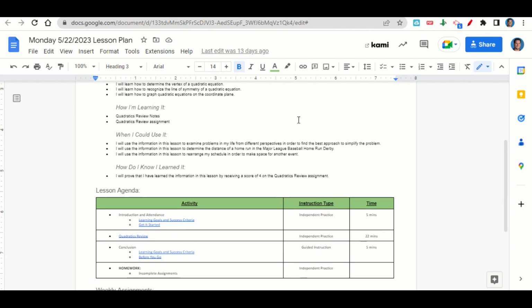After that, I'll give you time to complete the Quadratics Review Assignment. At the end of class, we'll go back over our learning goals and success criteria while you fill out your Before You Go. Your only homework for tonight is to work on any incomplete assignments that you may have.